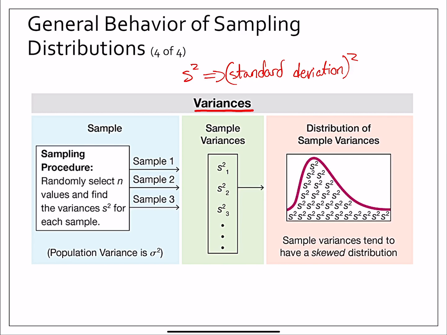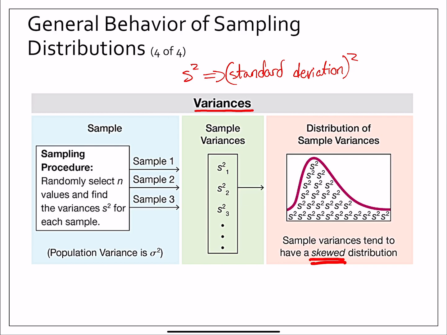And what we find is that when we do that for all the variances and we try to make a distribution of all of the variances, we tend to end up with a skewed distribution, right? And that's another important fact, because there was stuff we could do for a normal distribution, but we didn't have something yet that we could do when we had a skewed distribution, right?